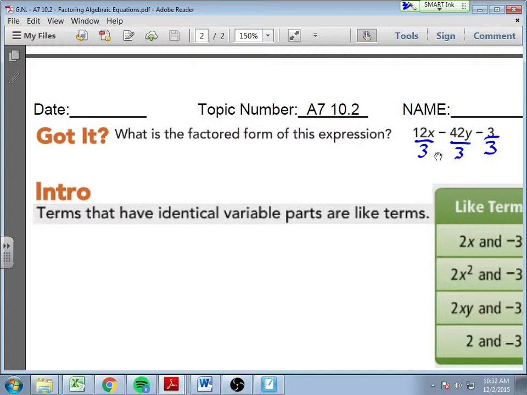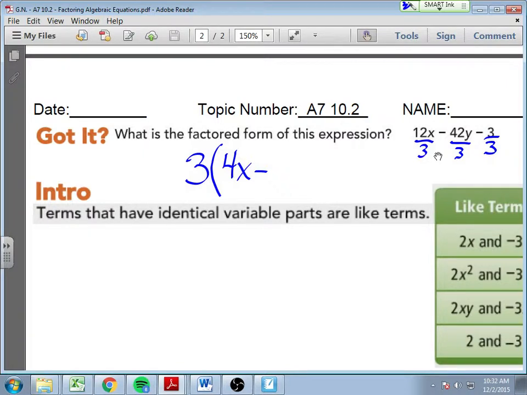What if the 12 was something like 13? Then there's no common factor, and it cannot be factored. Yep. Then you just say it can't be factored. It's in simplest form. So my 3 comes out front. 12x divided by 3 is 4x. Then we bring in the subtraction between them.